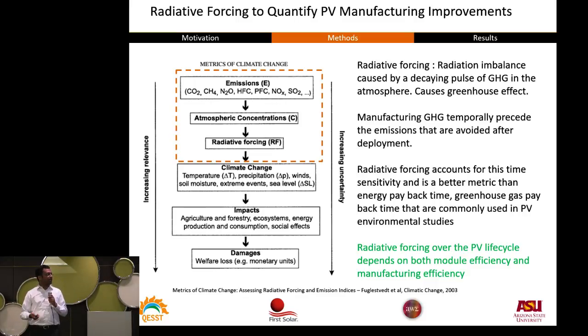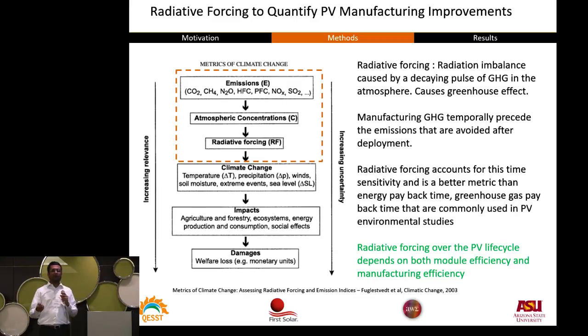So what is radiative forcing? Radiative forcing is nothing but the imbalance in energy that is caused in the atmosphere because of a greenhouse gas emission. So once we emit something like carbon dioxide, it tends to go into the atmosphere and then decay in the atmosphere. As it decays, it absorbs radiation from the sun, and that's why we have this temperature change and global warming.